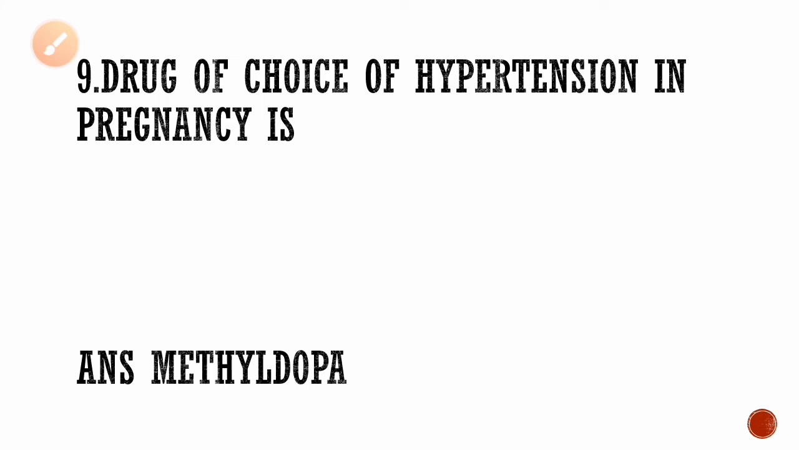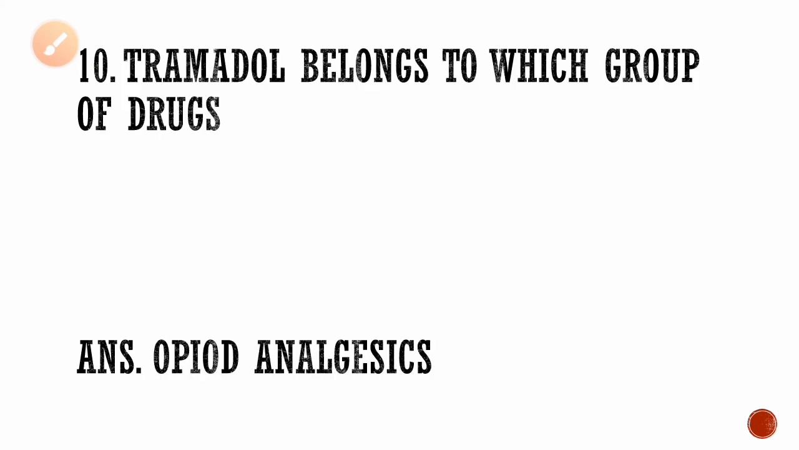Next, the drug of choice for hypertension in pregnancy is. We all know about pregnancy, hypertension in pregnancy and diabetes in pregnancy. If the pregnant woman has hypertension, obviously we can't give every drug that comes to our mind, like every drug that is used for hypertension. So obviously methyldopa is the best drug of choice for the pregnant woman for treating hypertension.